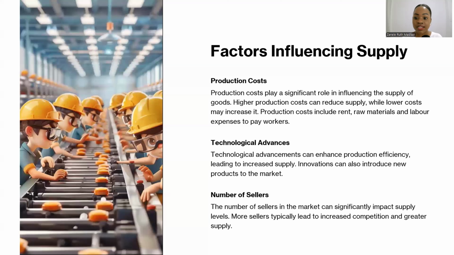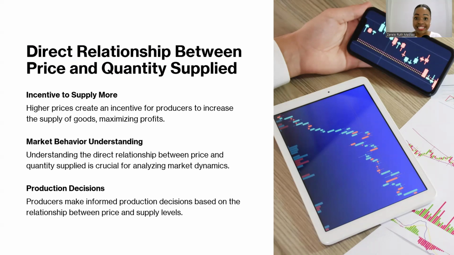The number of sellers in the market can significantly impact supply levels. More sellers typically lead to increased competition and greater supply. There is a direct relationship between price and quantity supplied, while there is an inverse relationship between price and quantity demanded. Quantity demanded shows the behavior of consumers who want to save, while quantity supplied shows the behavior of producers who want to maximize profit.